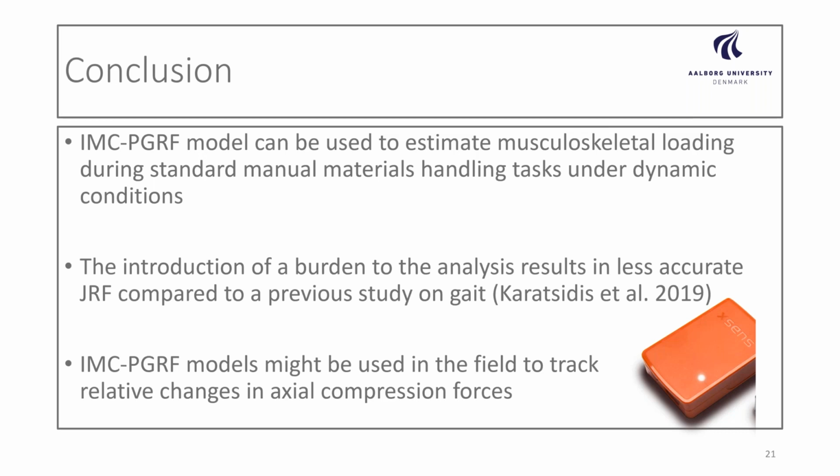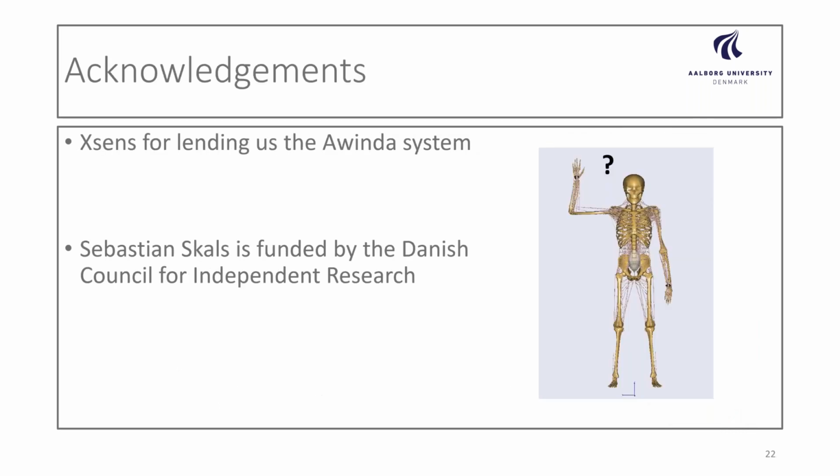So that's kind of expected, and now we have a measure of how much it matters that we add, for example, the box or the one hand transferring lift with a burden in the hand. So overall, the inertial motion capture models might be very useful and show high potential to track relative changes in the axial compression forces in the lumbar spine in the field. So with this being said, I would like to give the word back to Christopher.